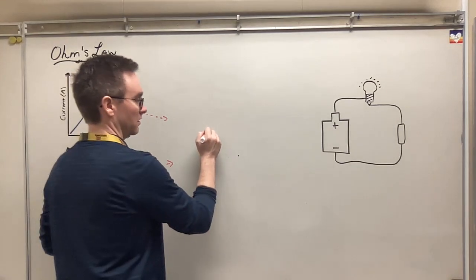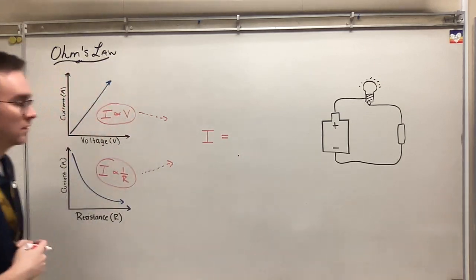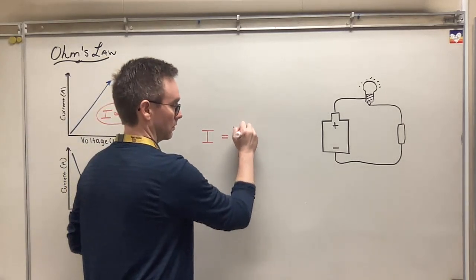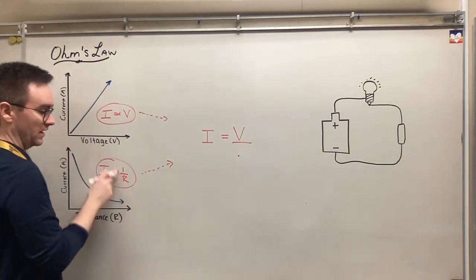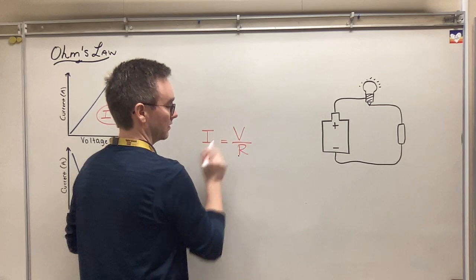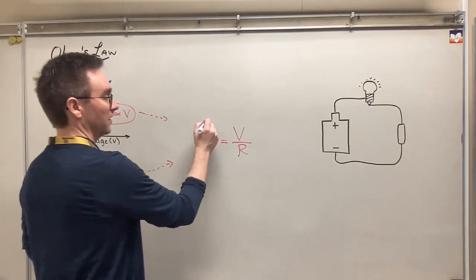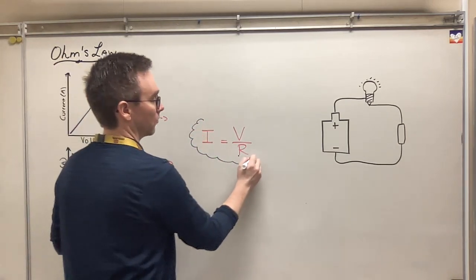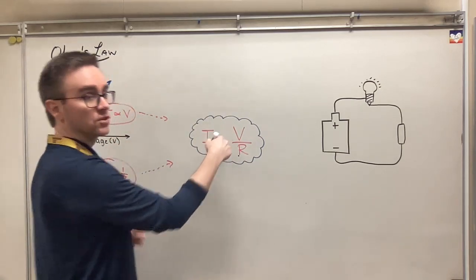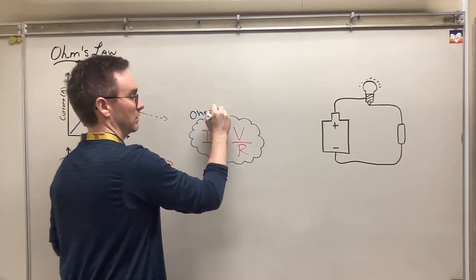So we're going to say that current is directly equal to its voltage, but inversely related to its resistance. Clean that up a little bit. And there it is. That is our formula. It's a pretty straightforward one. This is the formula that we call Ohm's law, where we have current measured in amps is equal to voltage in volts divided by resistance in ohms. This is Ohm's law.